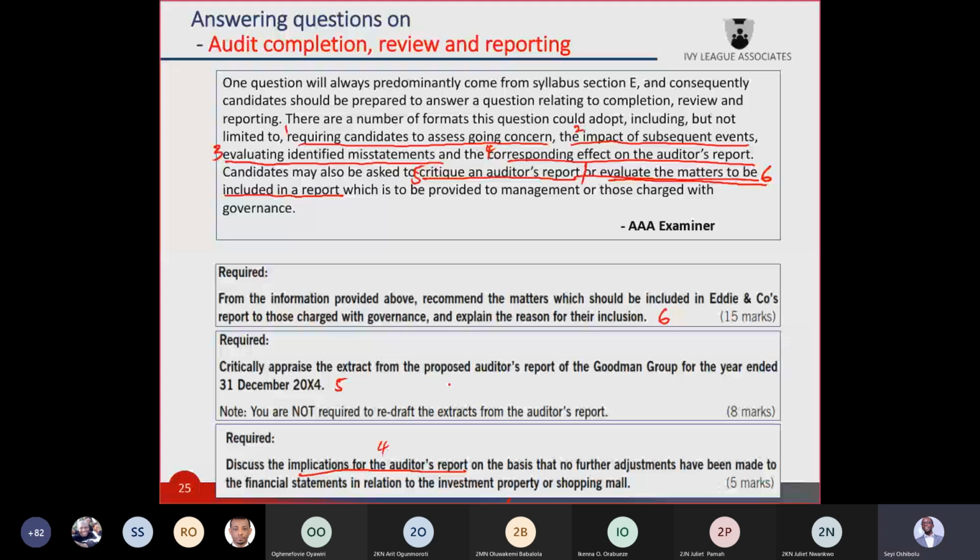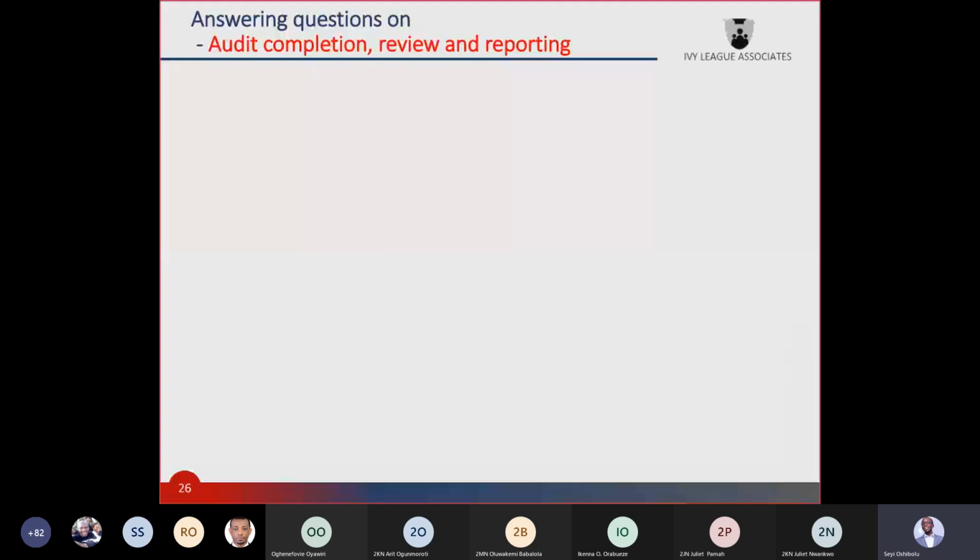I'm sure you get the gist. So, Sheyi, do you have anything to tell us on how we should approach this area? Oh, yes, I do.